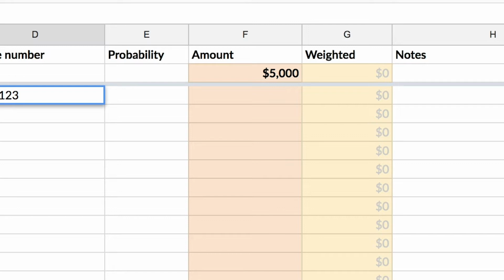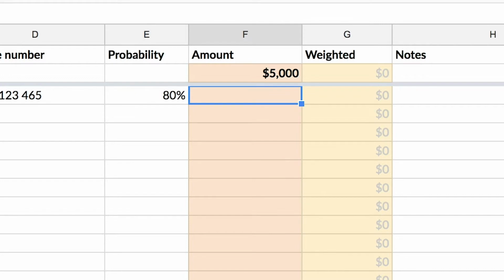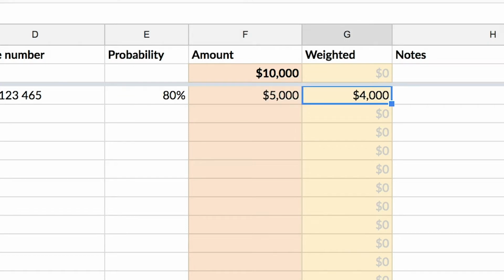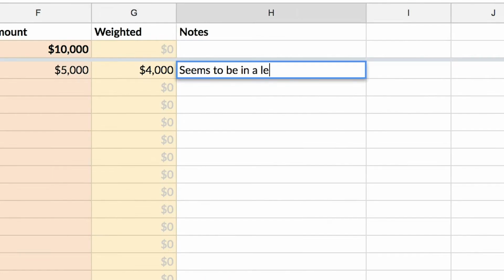So the probability is about determining whether someone will actually buy from you. The amount column is your estimate of how much you think that they could buy. When you multiply the probability times the amount, that gives you the weighted probability. We have a note column, and we use the note column for any information that doesn't necessarily fit into one of those other columns.